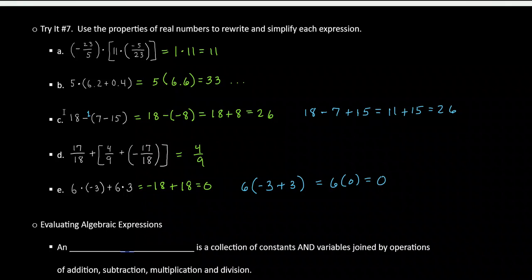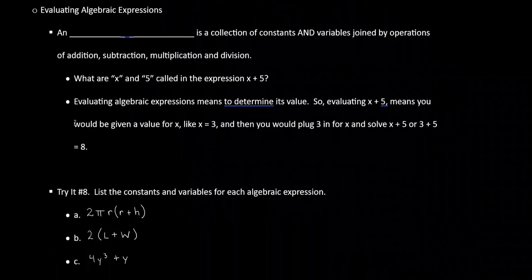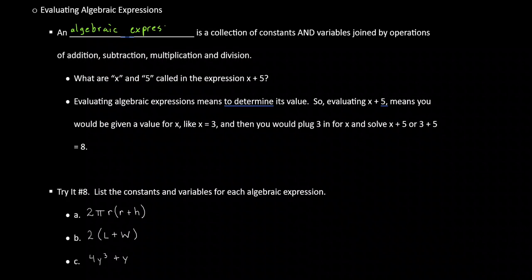All right, let's take a look at the next section here, evaluating algebraic expressions. So the first one here, definition to fill in: an algebraic expression is a collection of constants and variables. So we talked about a mathematical expression earlier, and those do not have variables, but that's the key with algebra. They will have variables with constants and then joined by operations.